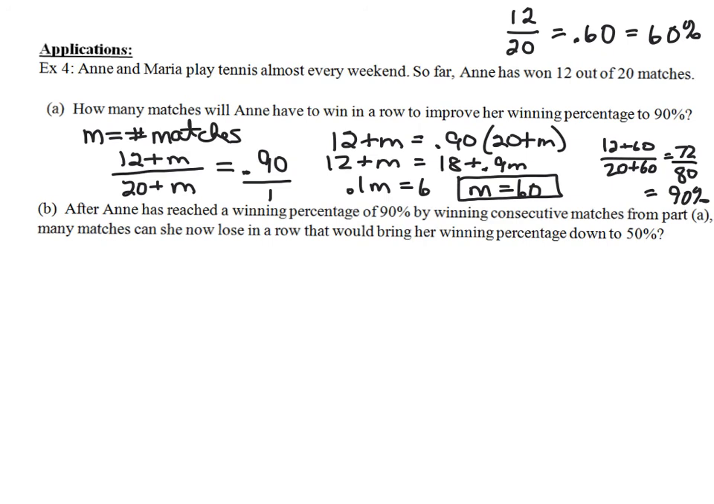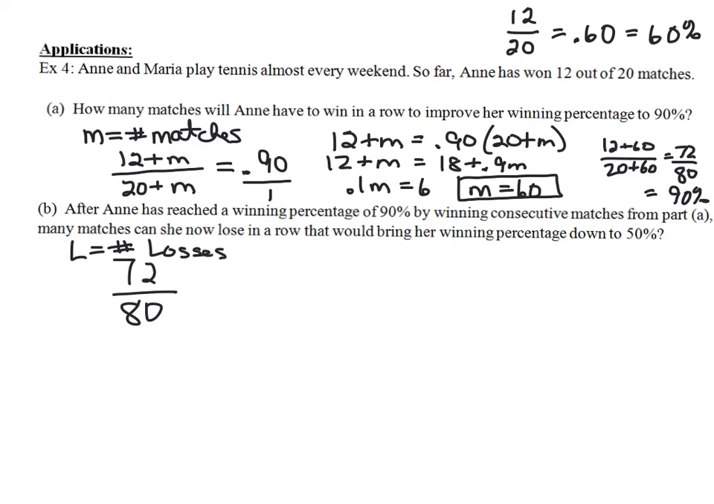Now we're going to say that she's at that spot. She's at 72 over 80. And now we want to know how many does she have to lose to come back down to 50%. So that's going to be even lower than what she had to begin with. So we're starting with her 72 over 80. And this time we're going to say, let L equal the number of losses.